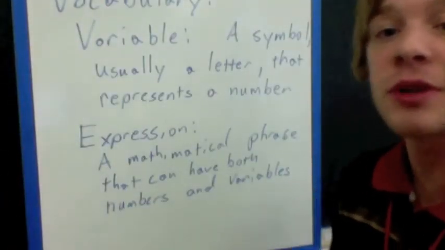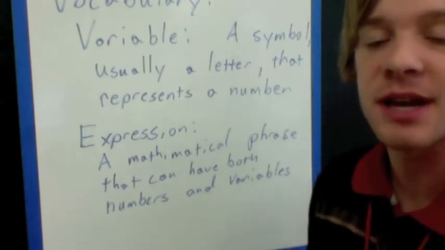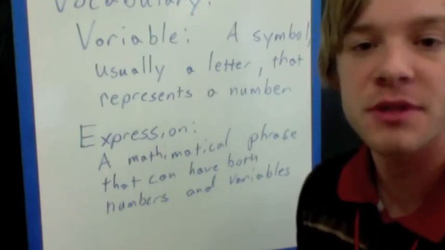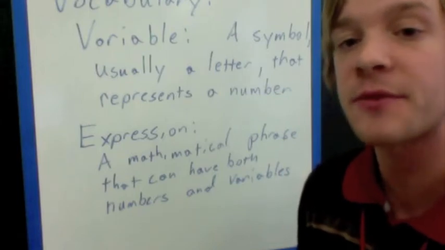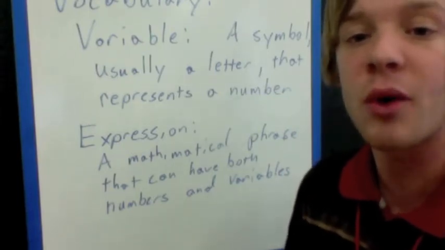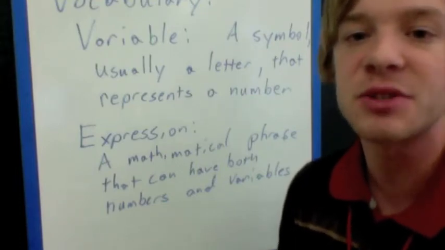First off, a variable is a symbol, usually a letter, that represents a number. A lot of times you'll see X, Y as variables. These just represent a number. We don't always know what that number is. We don't always have to find out what that number is, but a variable always represents a quantity, a certain amount. As we said, it's usually a letter.